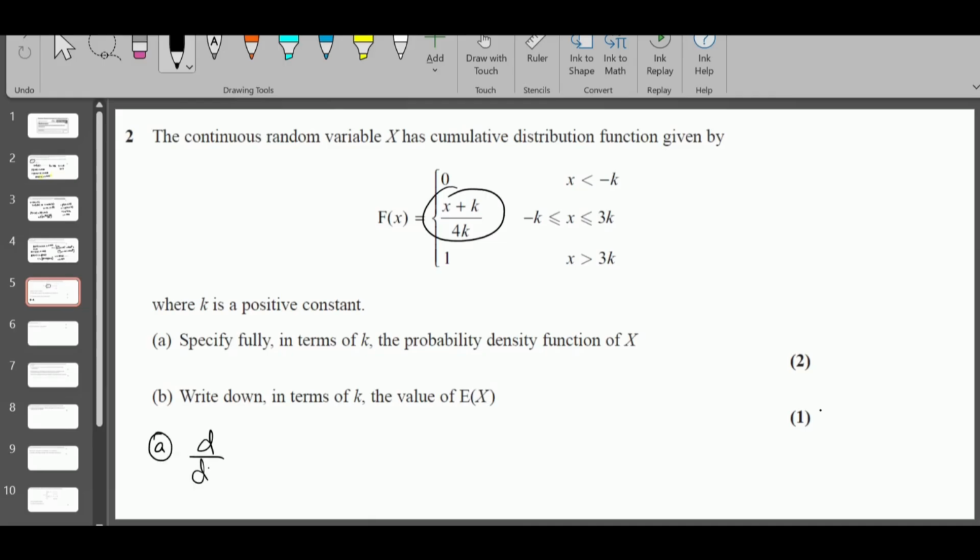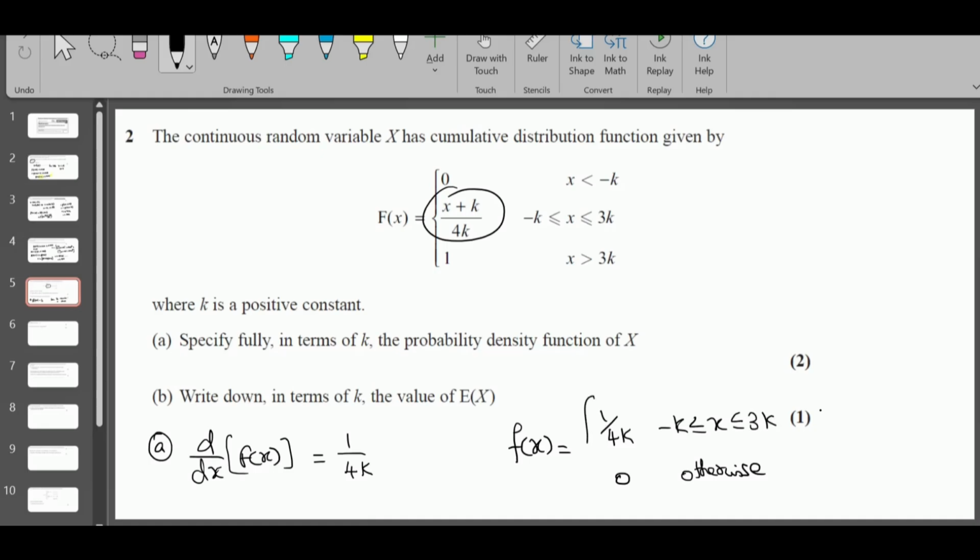D over dx of capital F of x: x becomes 1, k becomes 0, you will get 1 over 4k. So you can straight away write f of x. f of x is equal to 1 over 4k, or 0 otherwise. Here write the same limits as capital F of x. This is how you write f of x.